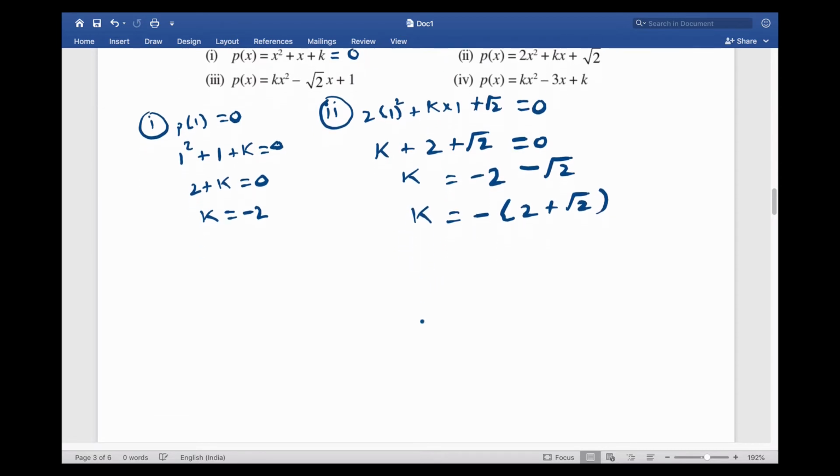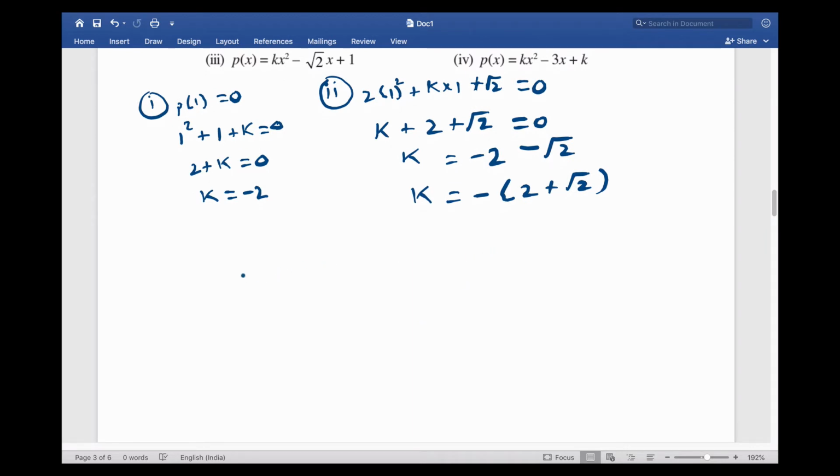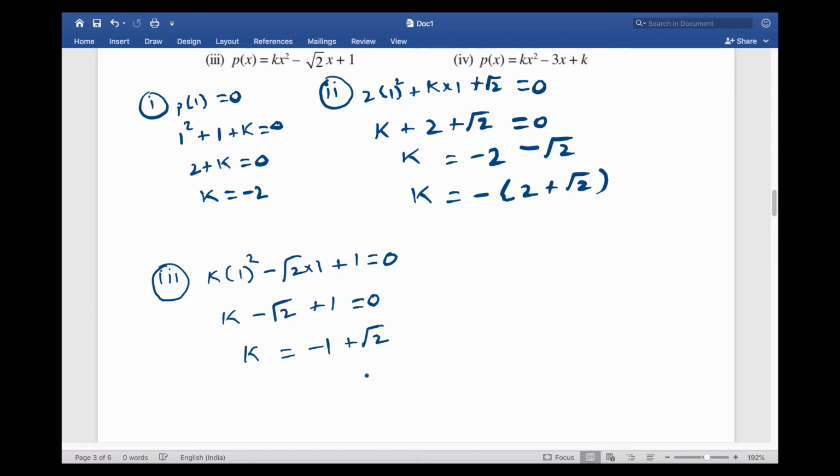Let's try the third part. So I get k into 1 square minus root 2 into 1 plus 1 is equal to 0. So k into 1 is k, root 2 into 1 is root 2 minus root 2 plus 1 is equal to 0. So it will go to the other side and I'll be left with minus 1 plus root 2. Let's try the fourth part.